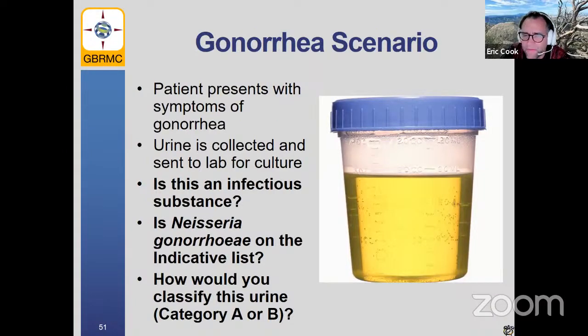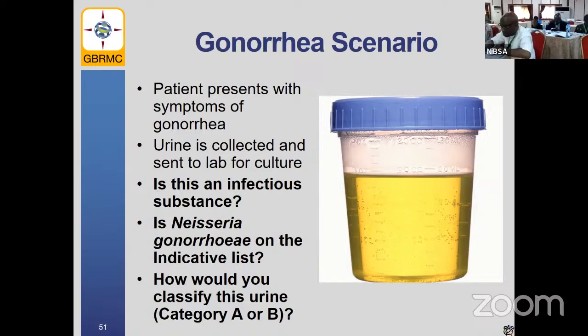So here we have a urine sample, and the urine was collected from a patient that has symptoms of gonorrhea. So gonorrhea is... do we have a question here?